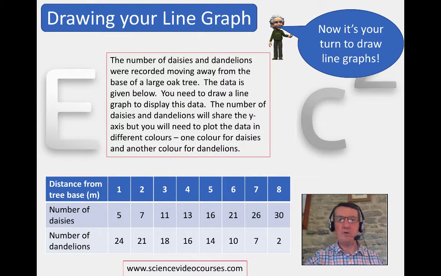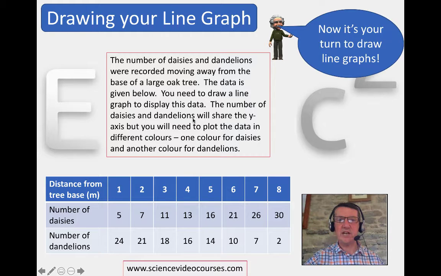The second one is a bit more involved. Here we've got the number of daisies and dandelions recorded moving away from the base of a large oak tree. Imagine a big tree, and we are counting how many daisies and dandelions there are every metre away from the tree. Data is given below. You need to draw a line graph to display this data.